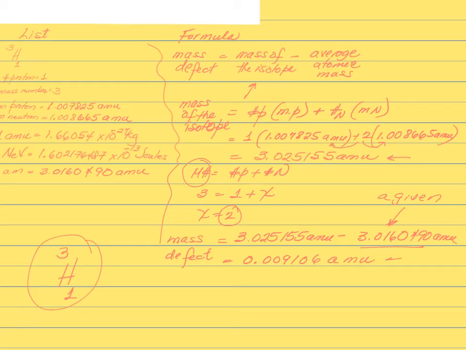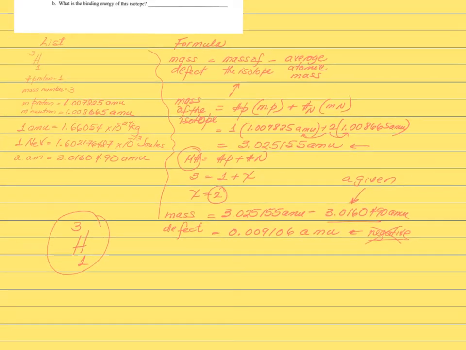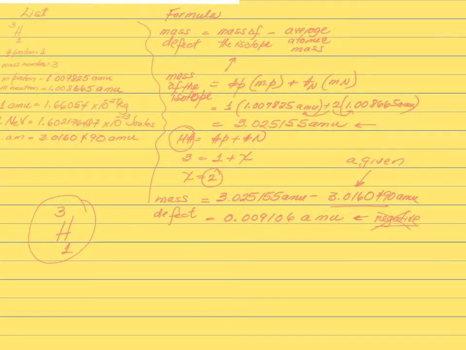Can I have a mass defect that is negative? Impossible. So that's the mass defect. Remember, the mass defect can never be negative, because that would mean you have negative mass. And in addition, the mass defect is the difference between the mass of the given isotope minus the average atomic mass of that element.